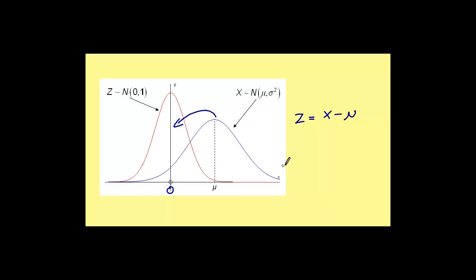We then need to change its shape so that it has the same shape as the standard normal. As discussed, we can do this by dividing by the standard deviation. So we subtract the mean to move the curve and divide by the standard deviation to make it the same shape. This expression, z is x take away the mean divided by the standard deviation, is incredibly important, and you should remember it and use it.